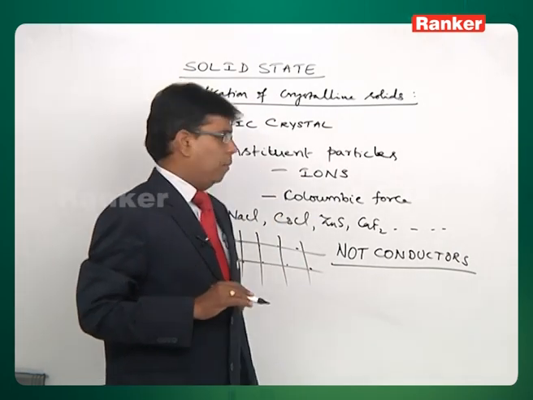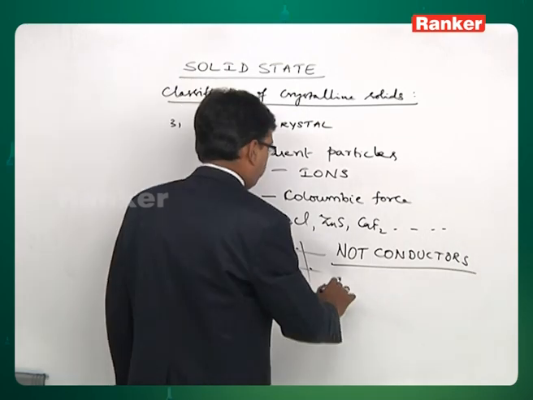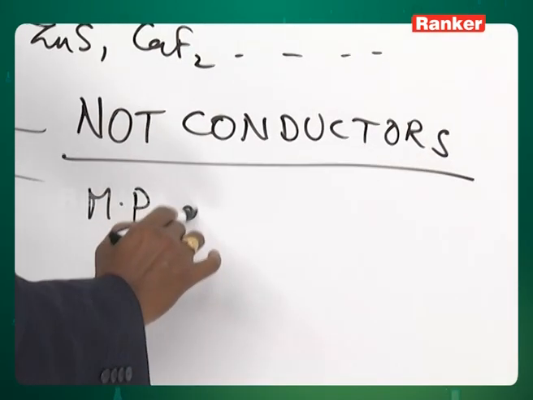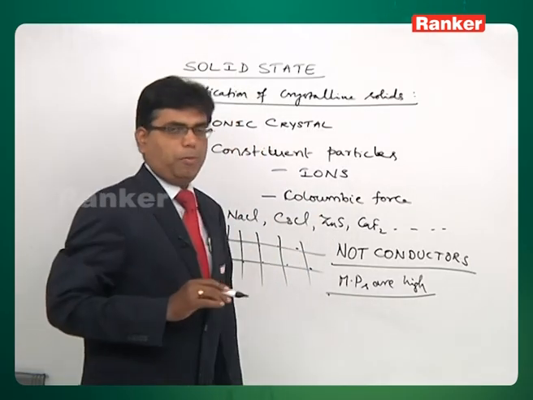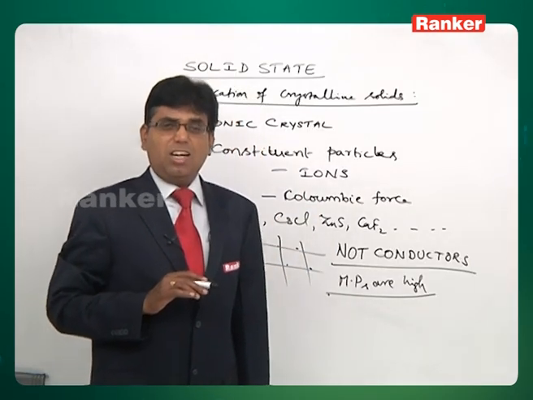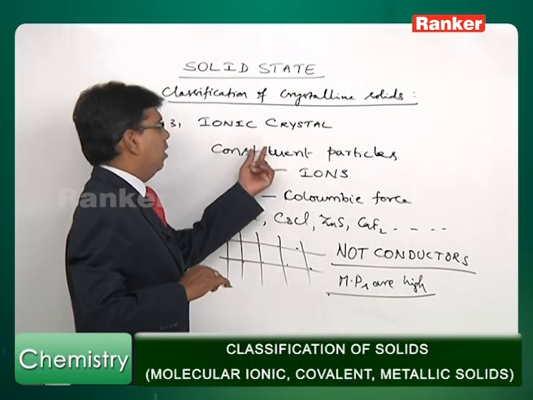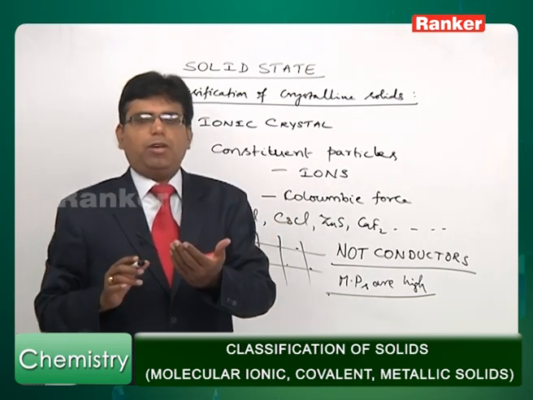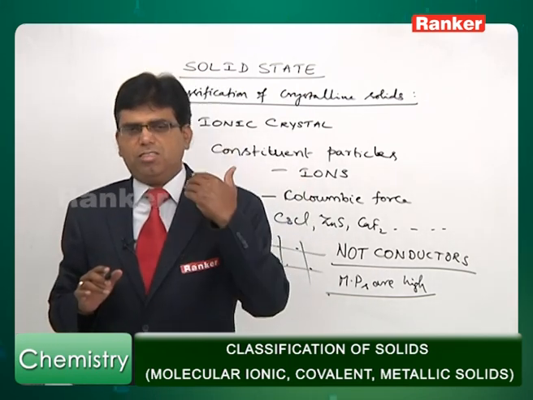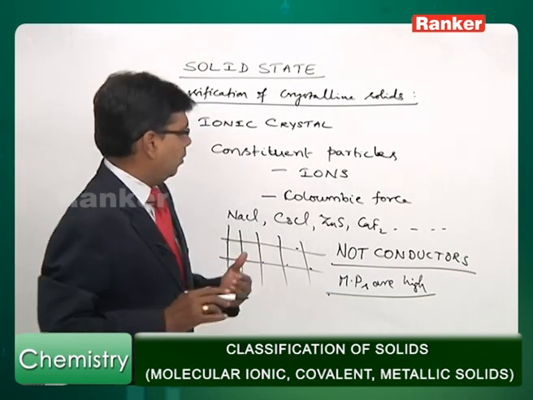And the melting and boiling points are also very high for them. Melting points are high. Crystalline solids possess high melting points and they are non-conductors. This is about ionic crystals in brief. Of course, we are going to discuss more about ionic crystals in this chapter, in the coming lectures.